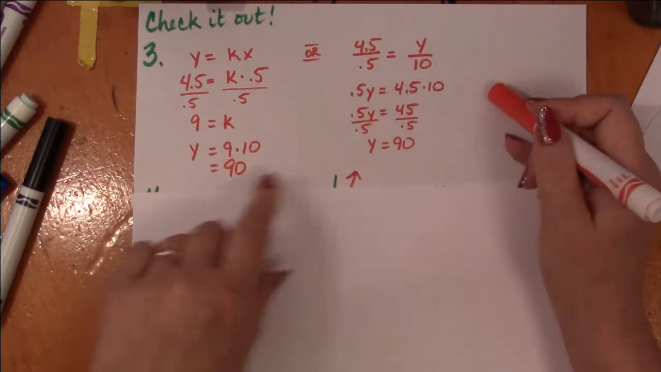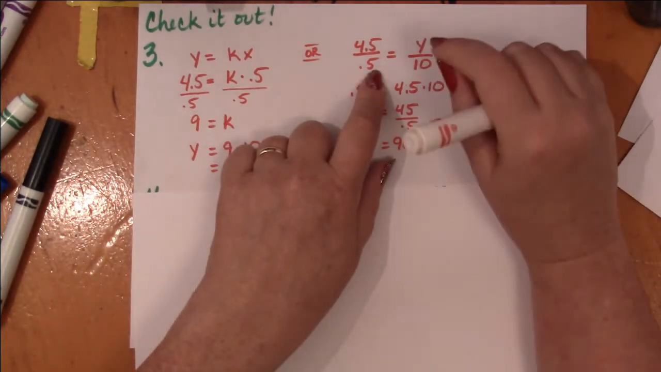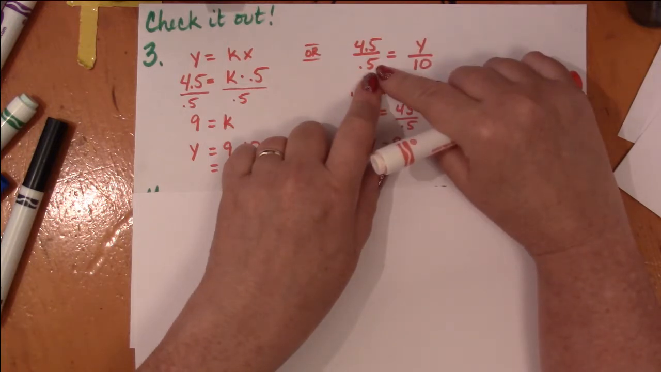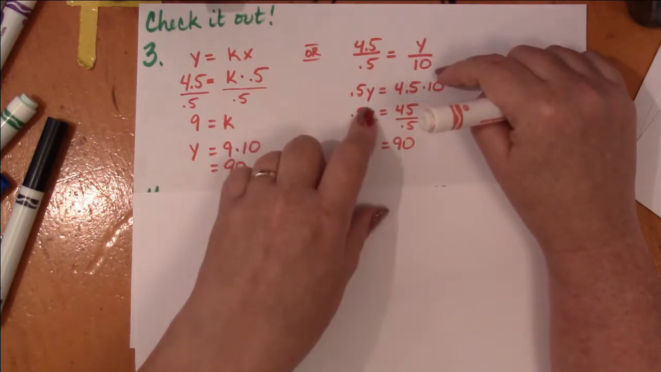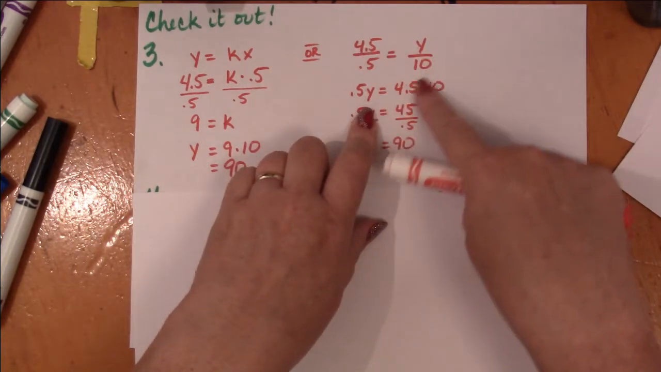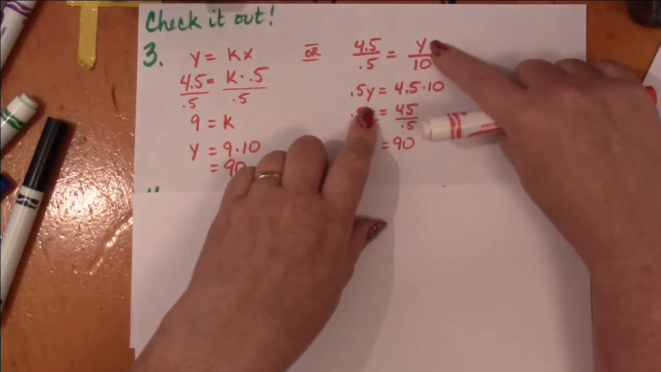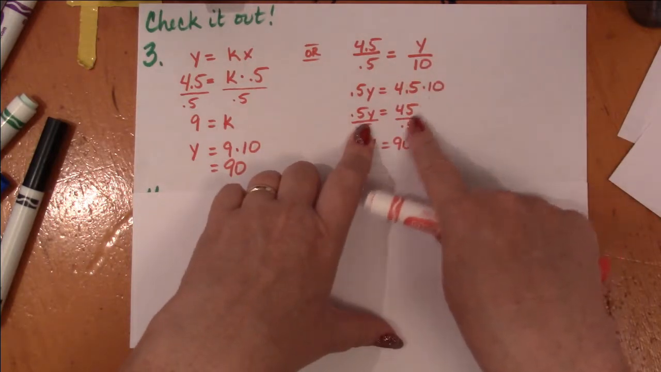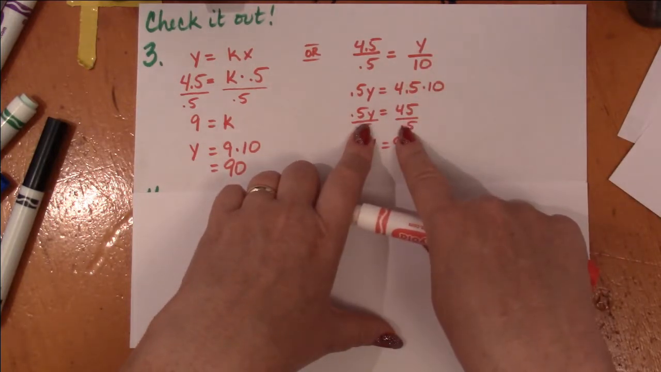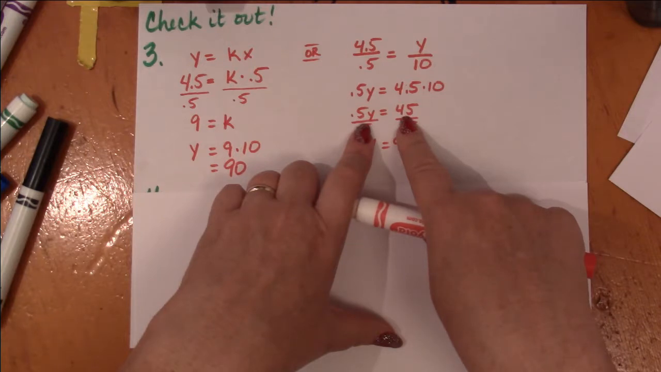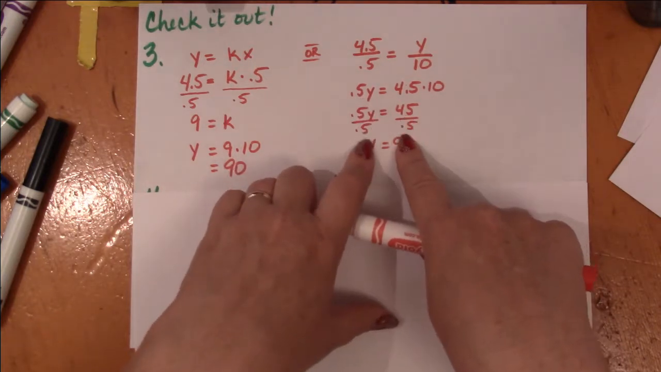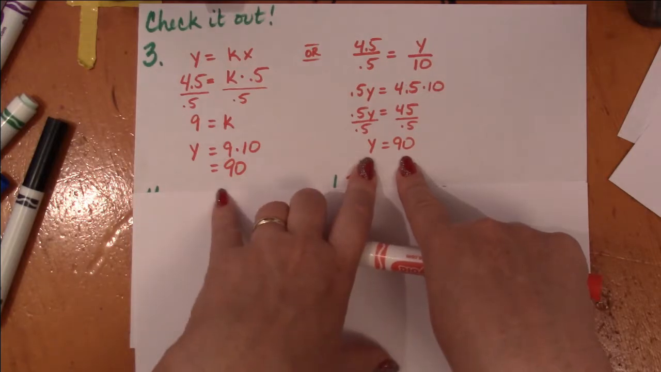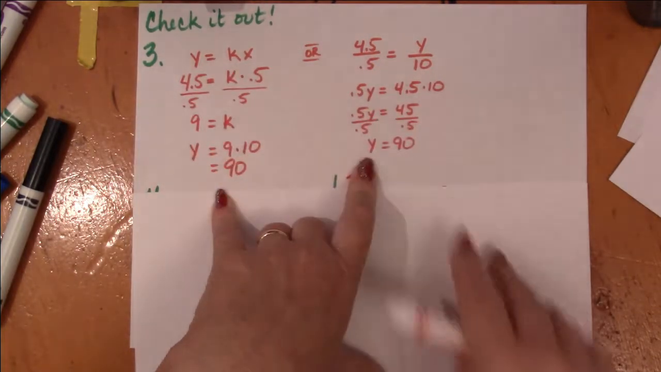Or we can solve it the proportion way. Y is 4.5 and x is 0.5. What is y when x equals 10? So 4.5 times 10 equals 0.5 times y. And 4.5 times 10 is 45, and I'm going to divide each side by 0.5, and y equals 90. So I get the same answer both ways. Really, it depends on what you're more comfortable with.